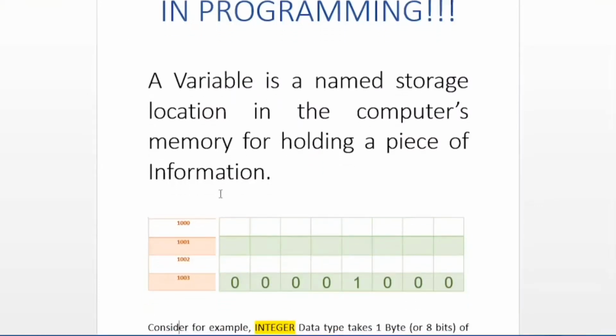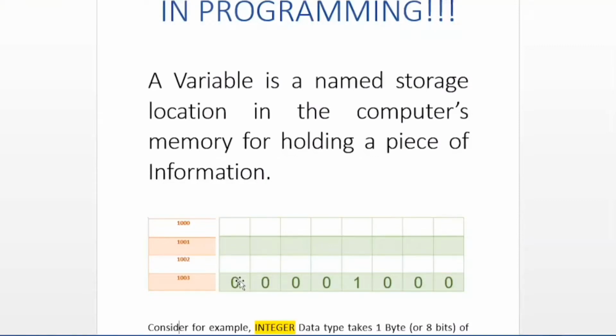Now here, this is one block at address 1000. This is another block, 1001. At 1002 I have another block. At 1003 I have another block. Now here, see, at 1003 a sequence of zeros and ones is stored: 0 0 0 0 1 0 0 0. This information represents the number 8 in binary format.